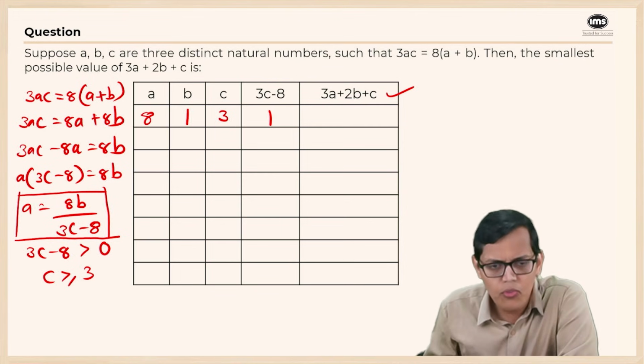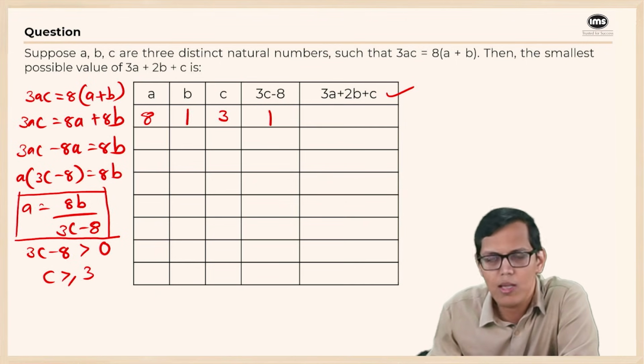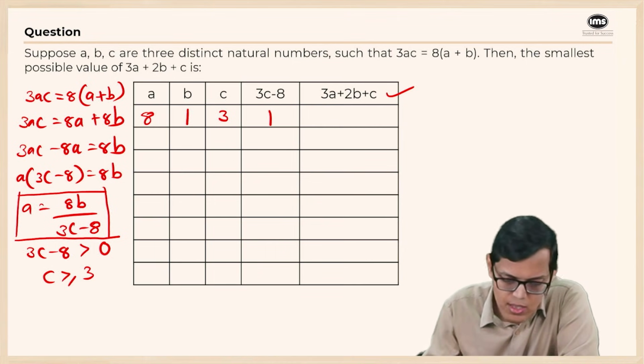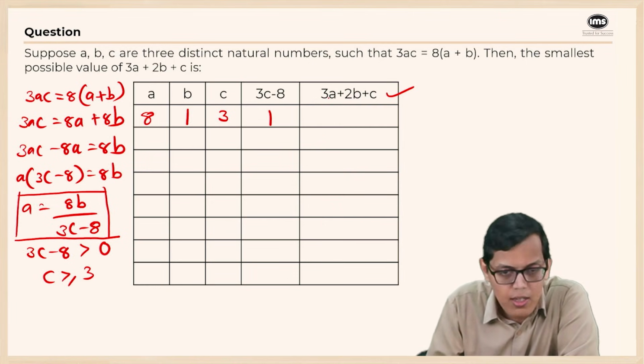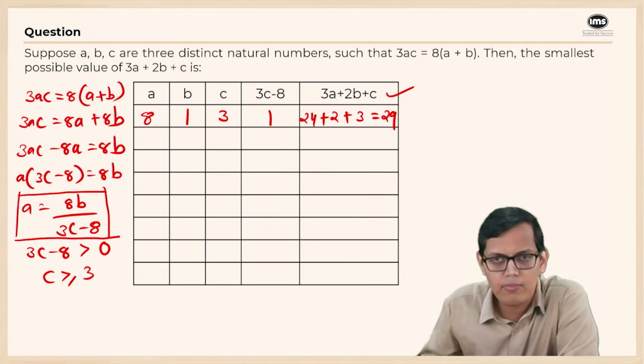With this, we have got the first set of values of A, B and C which can satisfy the main relationship, that is 3AC is equal to 8 times A plus B. What is the value of 3A plus 2B plus C in this case? If you check, it is 3 times A, which looks like a pretty large value, 24, plus 2B, that is 2, plus C, that is 3. That is 24 plus 2 plus 3, which is equal to 29.